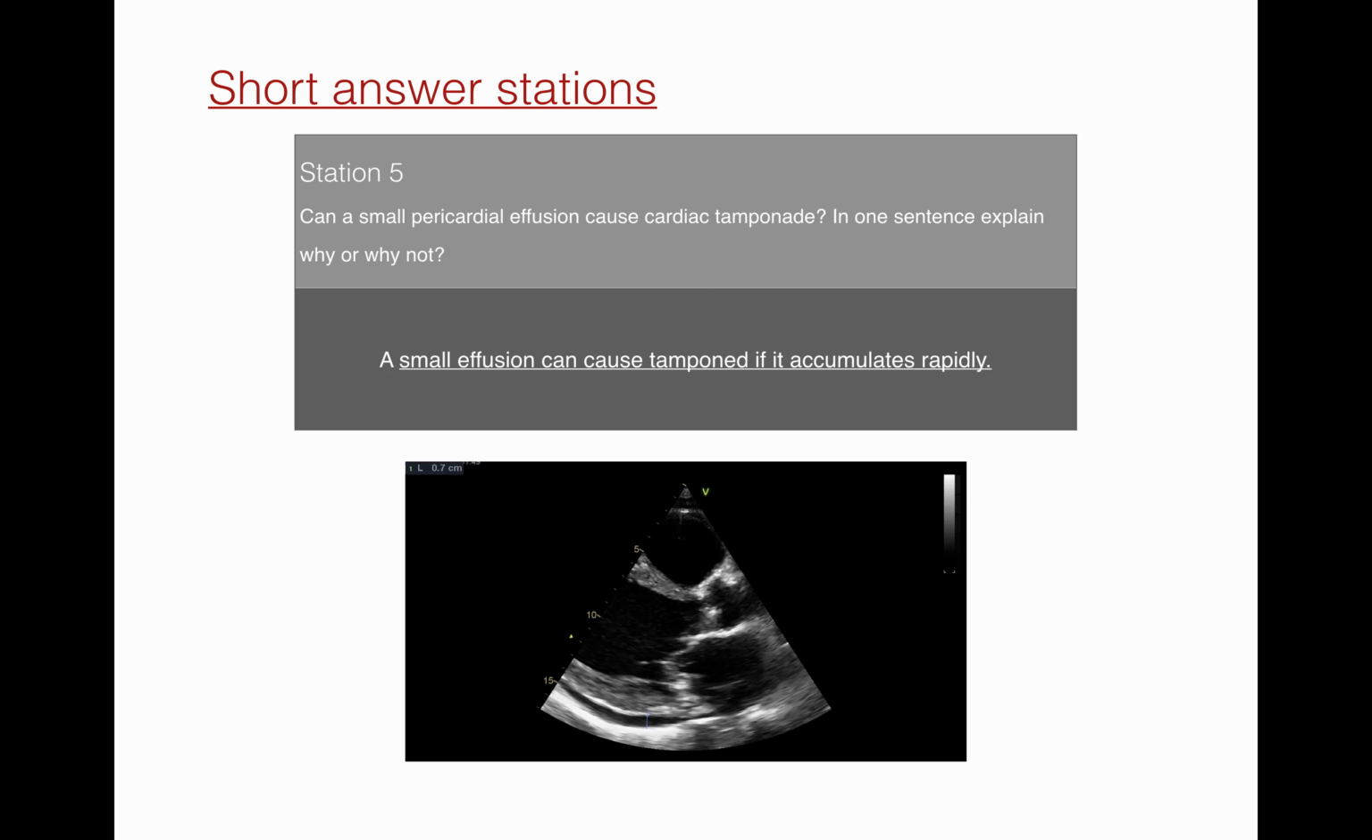In Station 5 you were asked, can a small pericardial effusion cause cardiac tamponade? In one sentence explain why or why not. A small effusion can cause cardiac tamponade if it accumulates rapidly.